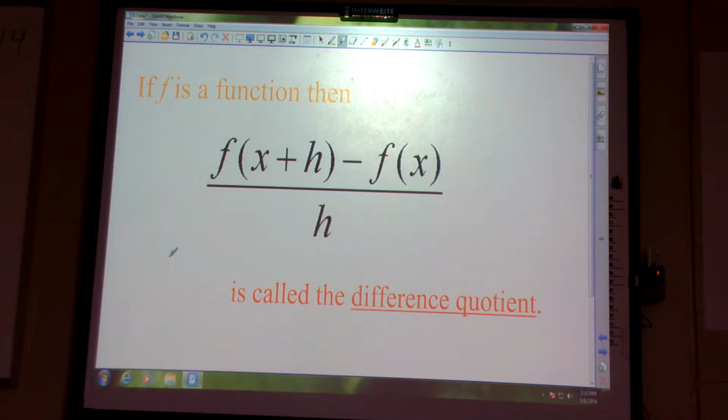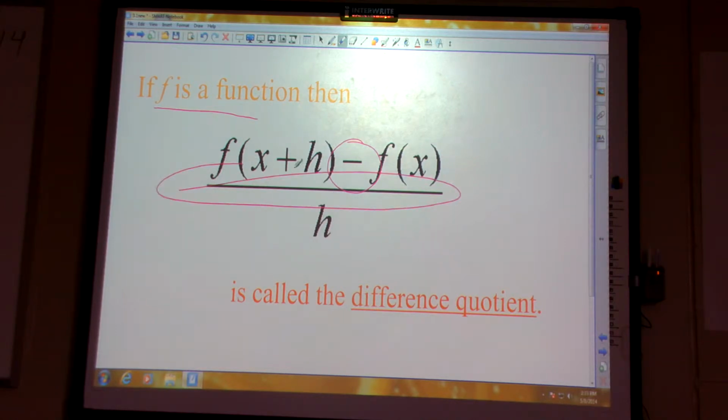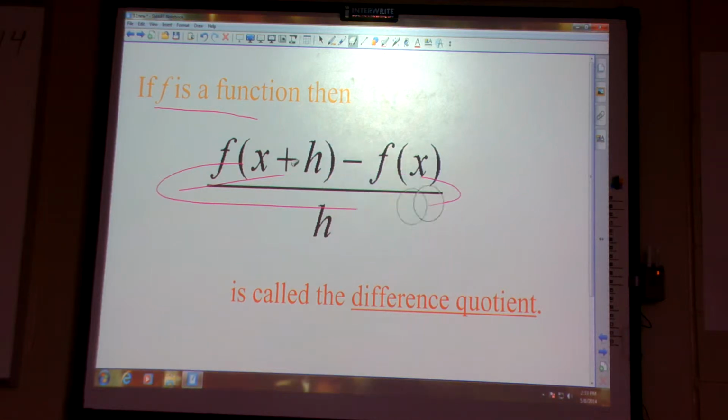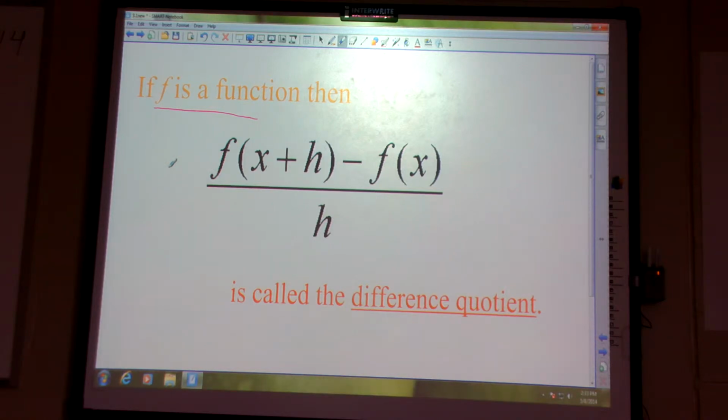But let's get a definition here. If f is a function, then f of x plus h minus f of x all over h is called the difference quotient. Hence, difference because you're subtracting, quotient because you are dividing. Like I said, we won't get into too much of the meaning, although it has some really good meaning. I could go on forever and ever about what this actually means. Let's get into it a little bit.